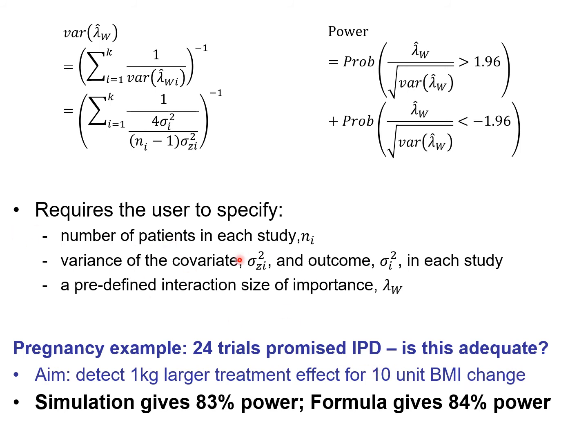When we use the information contained within these equations, which we extracted from studies, the simulation-based approach gave 83% power. This closed-form approach gave 84% power. So that would have been reassuring to know in advance of doing the IPD data collection: that if we get this data and are able to clean it, all these things, then we would have quite high power to detect an interaction between BMI and treatment effect, if indeed it existed.